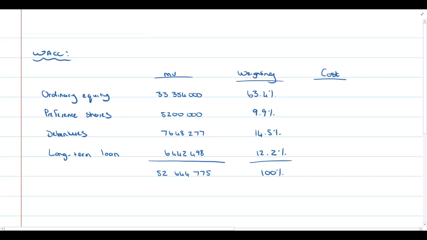Then we need to bring the cost down. And once again, we have already calculated the cost for all of the different types of finance, so you can just bring it down. The cost of equity was 22%. The cost of preference shares was 8.86%. For the debentures, please remember, we said the debentures are going to convert into ordinary shares, so we are not going to use the cost of debt. Instead, we are going to use the cost of equity when we perform our WACC calculation.